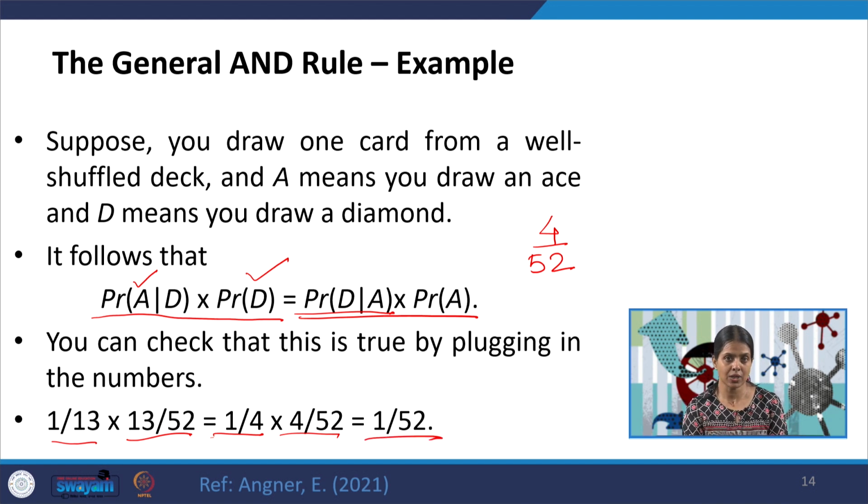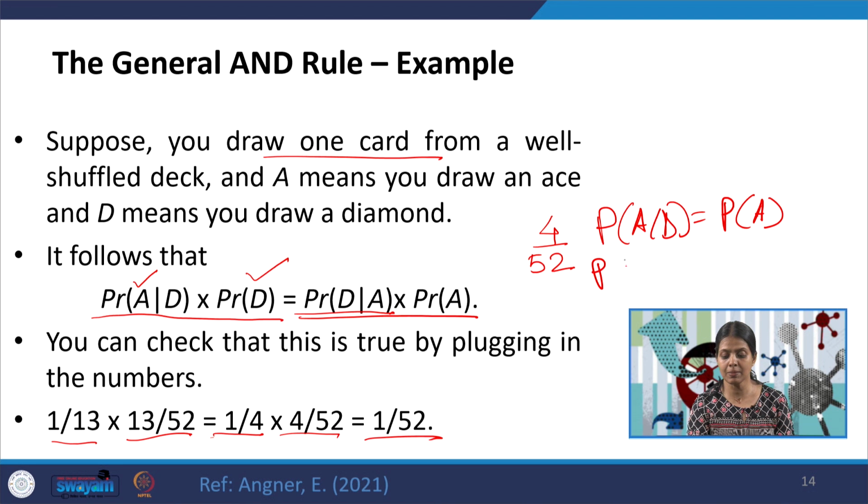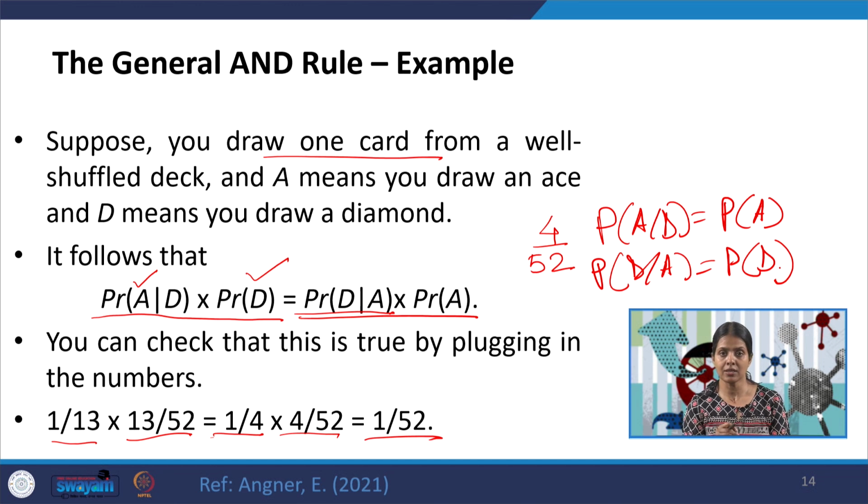One trick here is that I am just drawing one card. So, drawing the first card is actually not conditional upon whether you are drawing diamonds or anything, because you are not drawing two cards. So, probability of A given D is as good as probability A. Similarly, probability of D given A is as good as probability D, because you are drawing a single card from the pack and it is not conditional upon what you drew previously, because this is the first and only time you are drawing the card. Anyway, what it shows is that this formula holds good in this example.